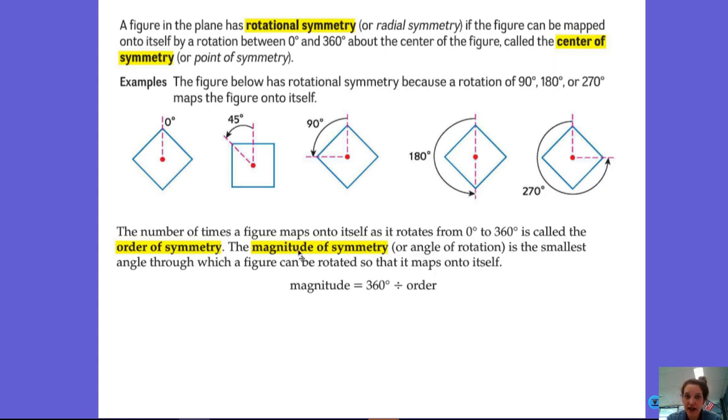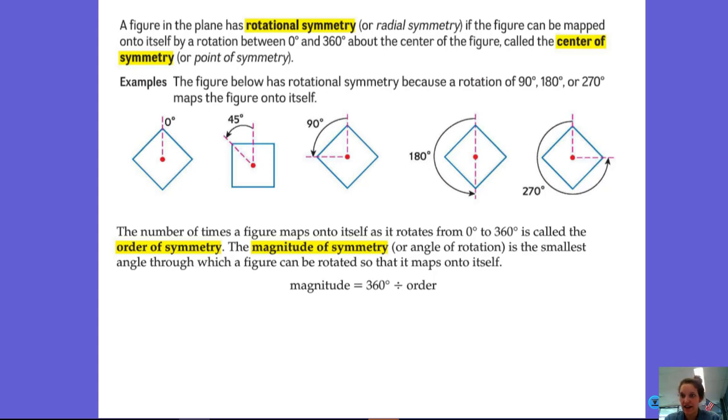So the number of times that a figure will map onto itself is called the order. So this square would have an order of 4, because if I rotate it once, that puts me at 90, twice 180, 3 times 270, and then it takes a 4th rotation to get it back to where it started. So think, how many times do I have to rotate it to get back to the original? It takes 4 rotations to go back to where we started.